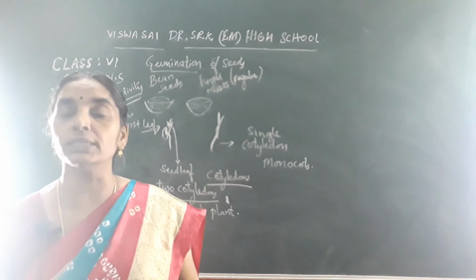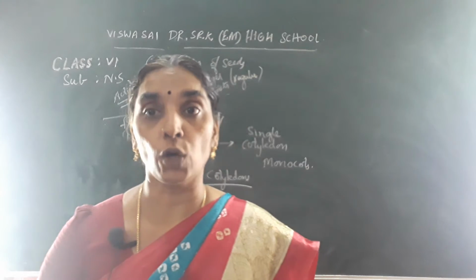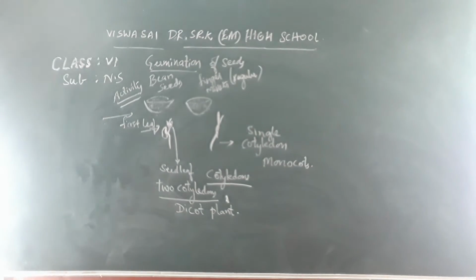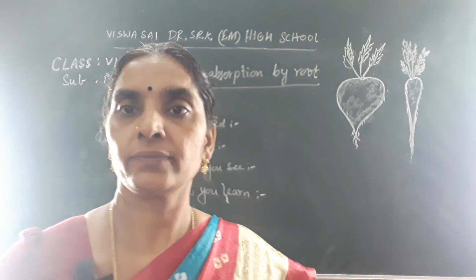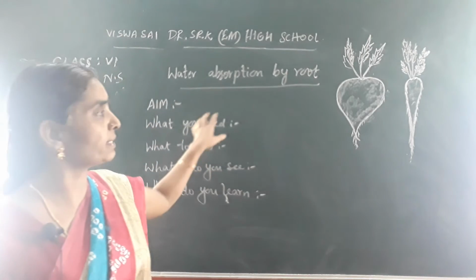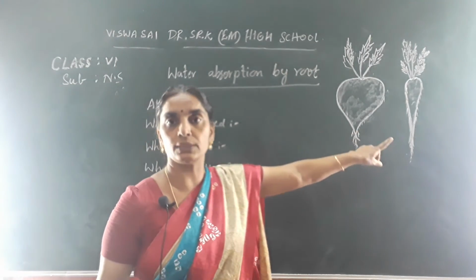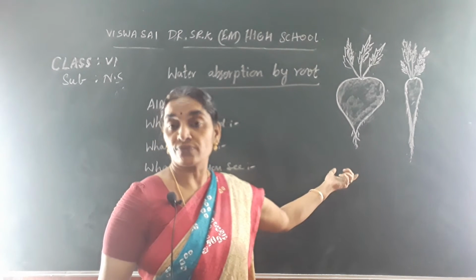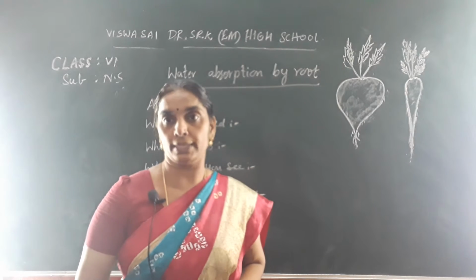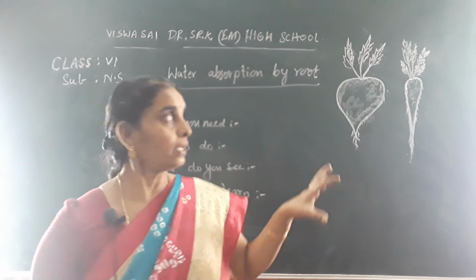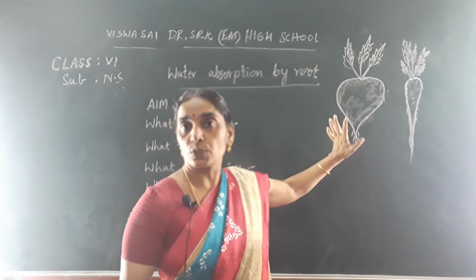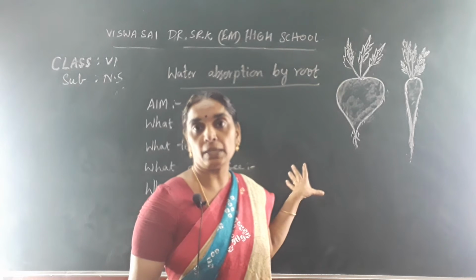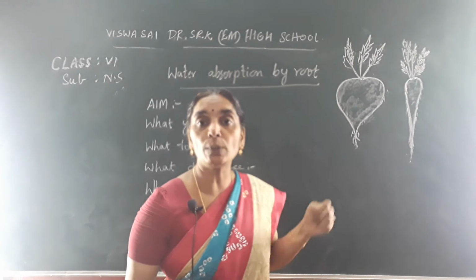Now we will see about the absorption of water by the roots. Okay? Come on. See, children, on the board you can see two figures. This is a beetroot and the other one is a carrot. You know very well, these are roots of plants that are edible, isn't it? With a simple experiment, we can prove that they absorb water.